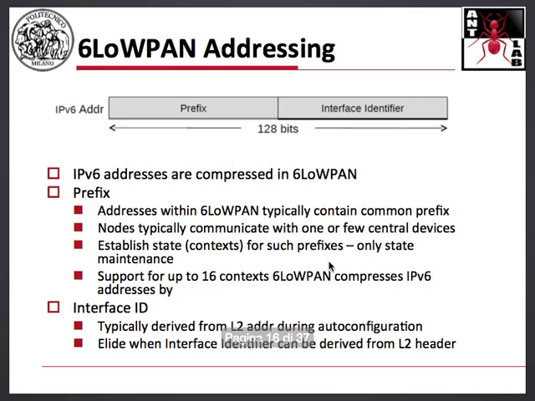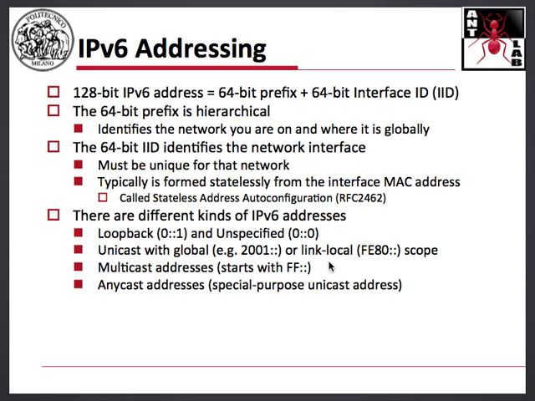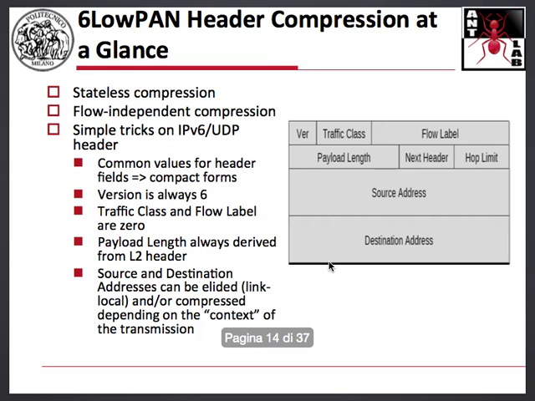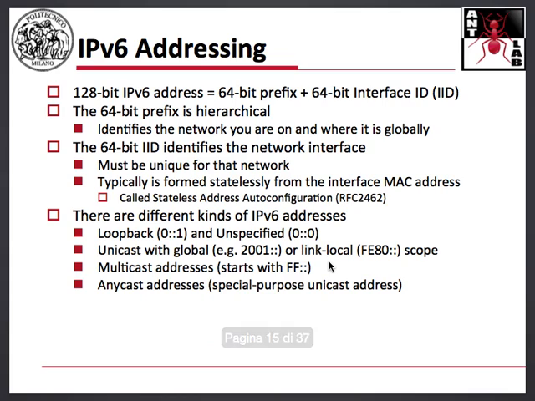Before going to the context, as you can imagine, the highest contribution to the compression rate is provided by the source and destination addresses, because they are 128 bits each. So we really want to compress the source and destination addresses as much as we can. To do that, let's have a look at how these addresses are organized.